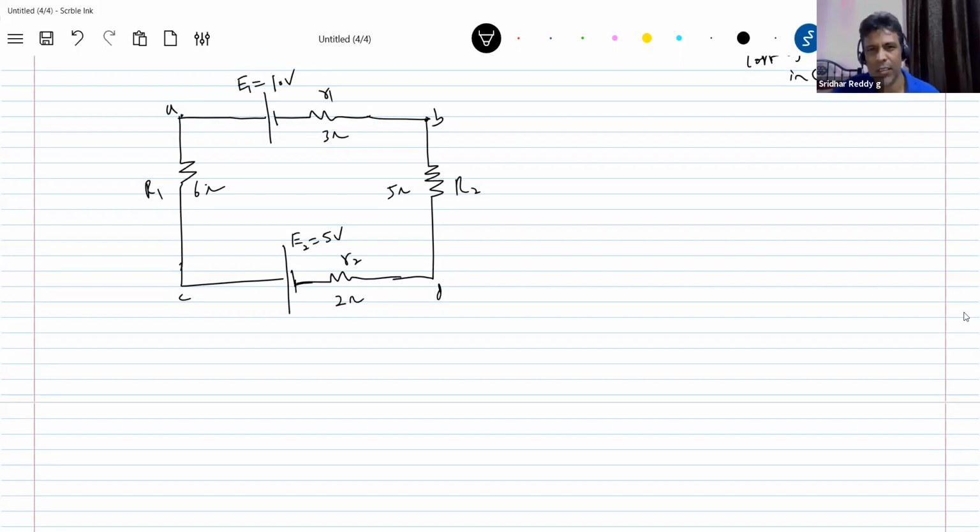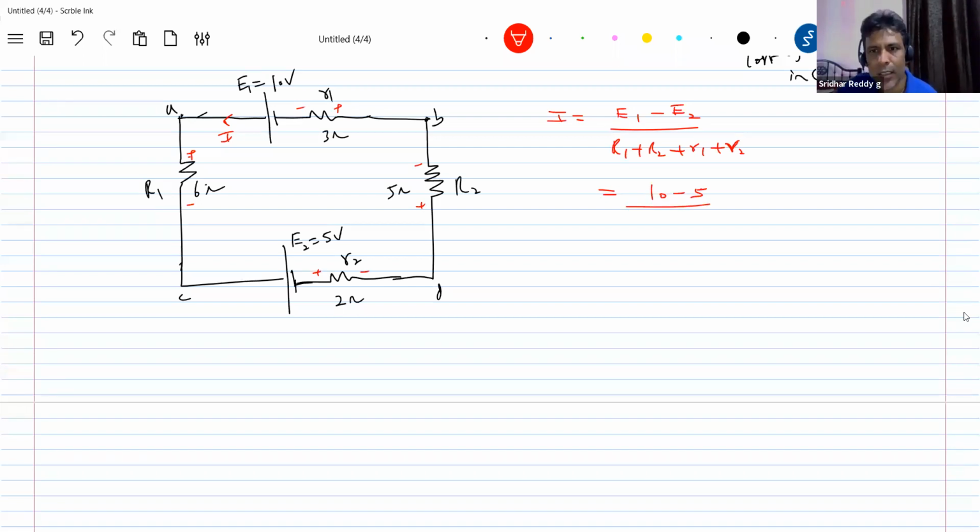These are the internal resistances. Okay, let's first find the current through the circuit. The current will flow in this direction. Give polarity; only for resistors you have to give polarity. Then what is the expression for I? Directly I'll write it: E1 minus E2 by R1 plus R2 plus r1 r2. By applying KVL, I got this answer. So 10 minus 5 by 6 plus 5 plus 3 plus 2. This will be 5 by 15, 1 by 3 ampere.